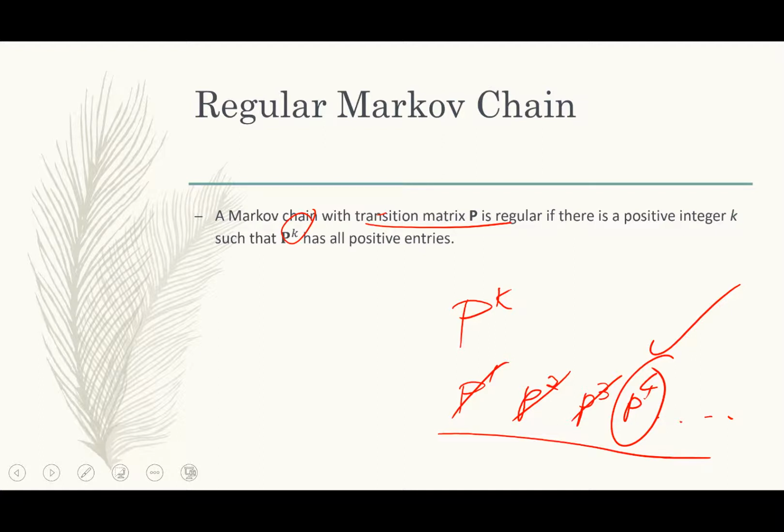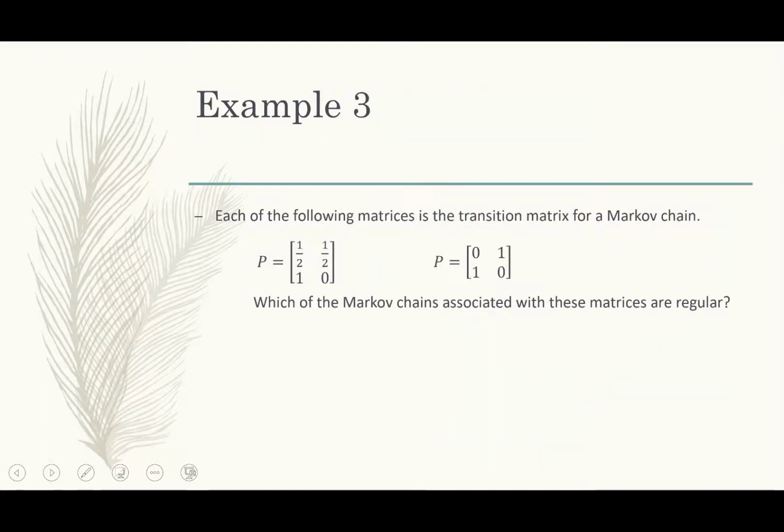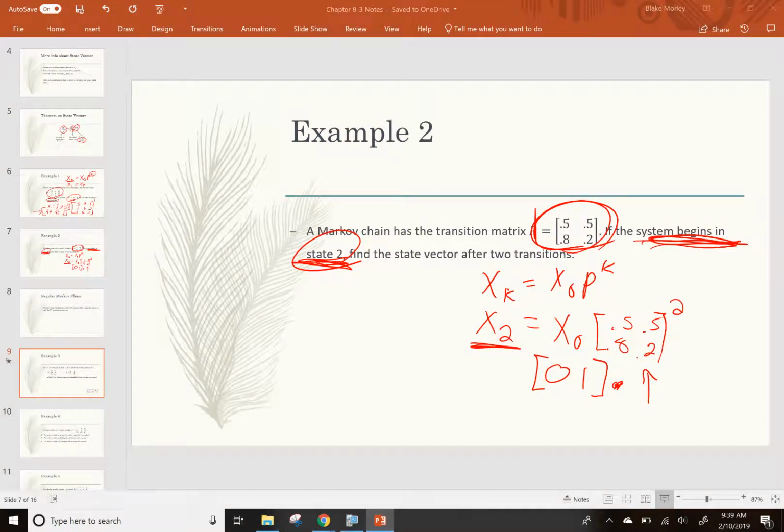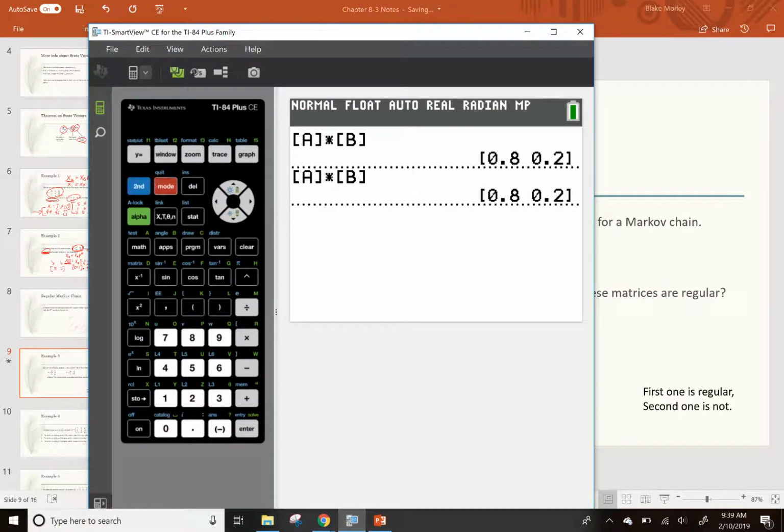But let's look at our example here. I've got 2 different ones. We'll call this the first one, and we'll call this the second one. They're 2 different problems. To see if this is regular, we're just going to take it, raise it to some powers, and see if we notice anything. So this is 1/2, 1/2, 1 and 0, which I'm just going to put in as 0.5, 0.5, 1 and 0. So go back to our matrix menu.